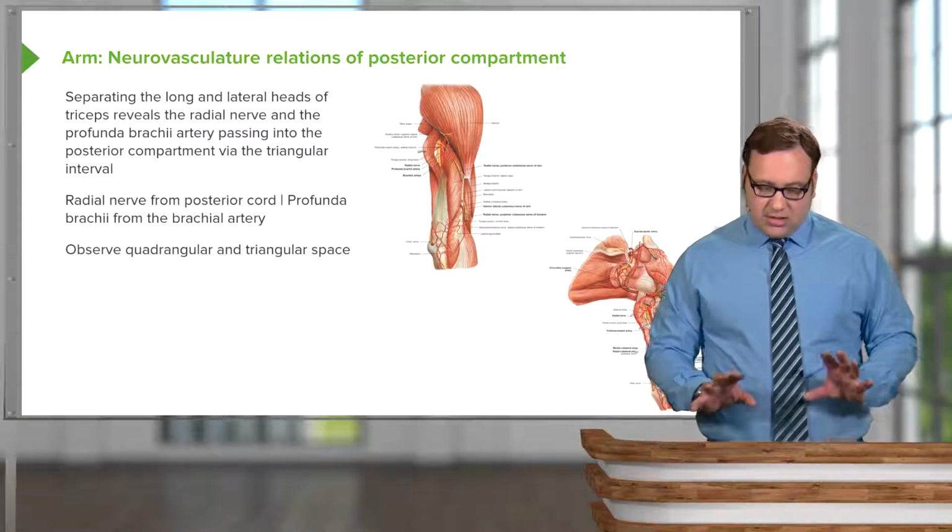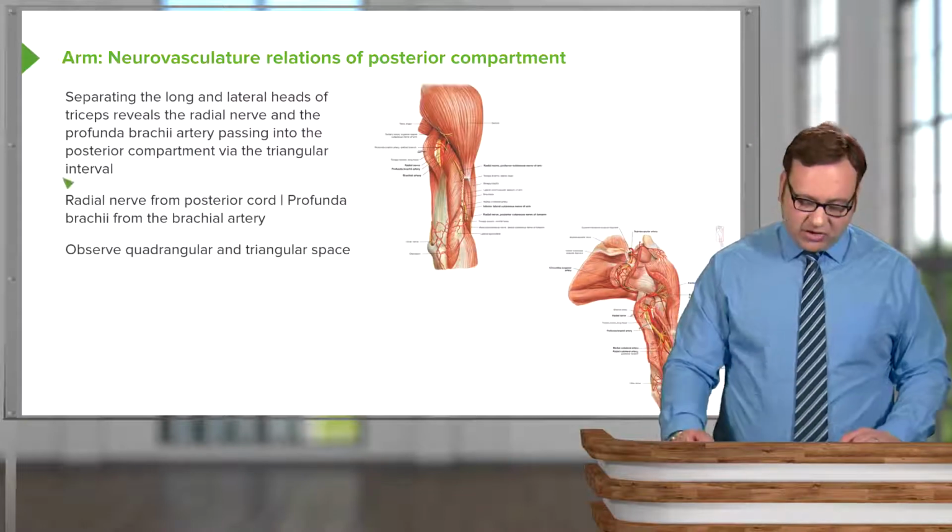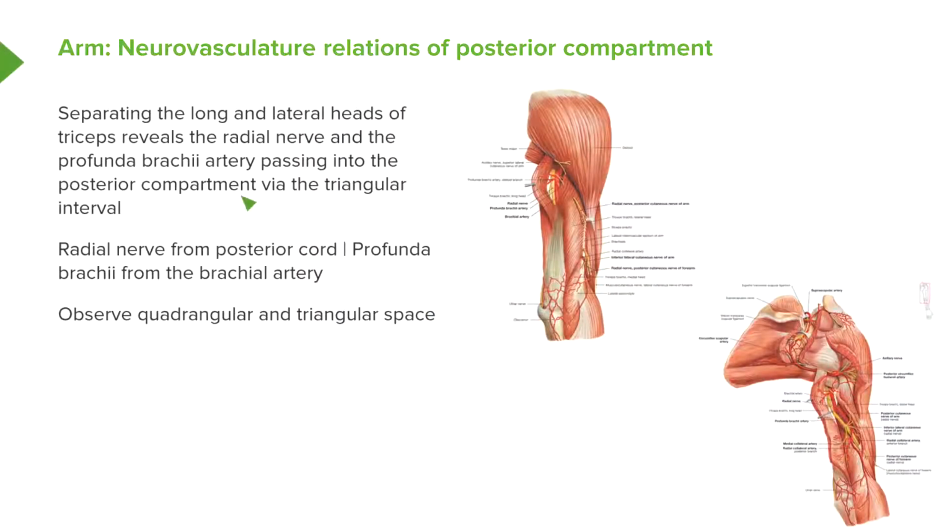So, separating the long and lateral heads of triceps, we've got the radial nerve and the profunda brachii artery. They pass to the posterior compartment via the triangular interval. The radial nerve from the posterior cord, the profunda brachii from the brachial artery.